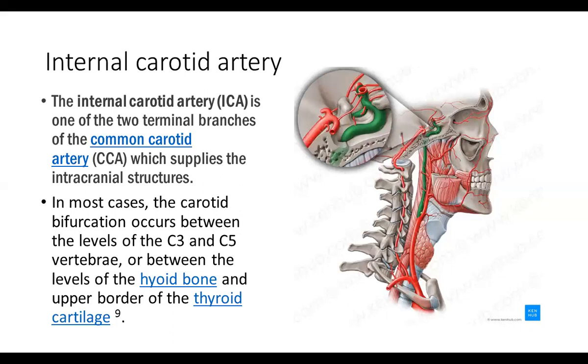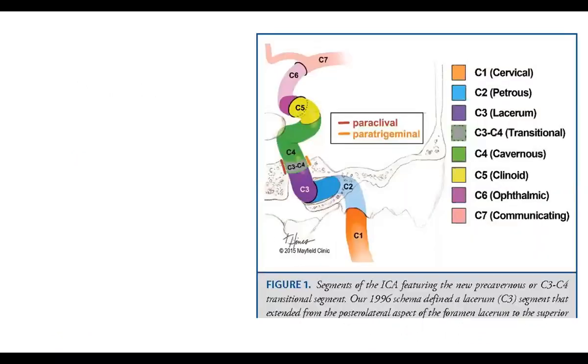The internal carotid artery is one of the two terminal branches of the common carotid artery, which supply the intracranial structures. In most cases, the carotid bifurcation occurs between the levels of the C3 and C5 vertebrae, or between the level of the hyoid bone and the upper border of the thyroid cartilage. The internal carotid artery is divided into 7 segments according to its pathway, and each segment gives branches.